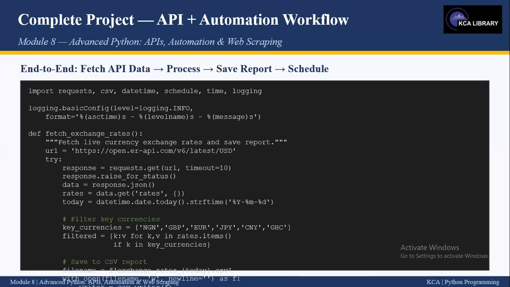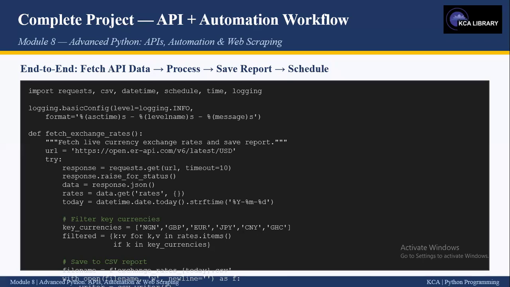Complete project: API plus automation workflow. This slide presents a complete end-to-end automation project that integrates all the skills from this module. The program fetches live currency exchange rates from a public API, filters for key currencies including the Nigerian naira, British pound, euro, Japanese yen, Chinese yuan, and Ghanaian cedi. It saves the result to a date-stamped CSV report and logs all actions using the logging module. The function is first called immediately on startup, then scheduled to run automatically every 6 hours.